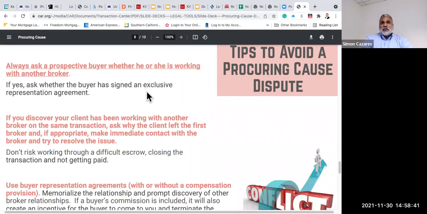Okay, if yes, ask whether the buyer has a signed exclusive representation agreement. Part of the follow-up question is, do you have a buyer representation agreement? No, we don't. Okay, wonderful. Now, ultimately it's your discretion and your choice in how you navigate that.